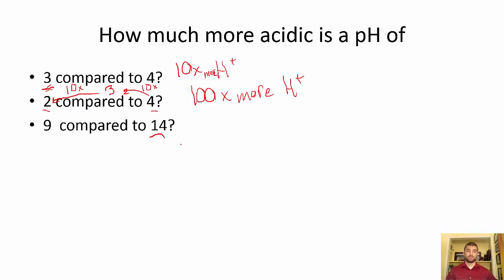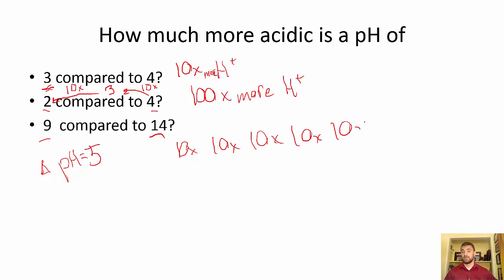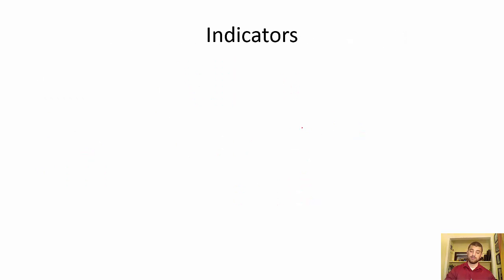Now, if we're going from 14, which is pretty basic, to 9, which is not as basic, well, that's a difference in 5 pH, right? Change in pH of 5. All right, well, that's every time you go 1, it's 10 times. So it's really 10 times, 10 times, 10 times, 10 times, and then 10 times one more time. And that's going to give you a 1 with 5 zeros. See if I can count. That's 4 and 5. There you go. So pH 9 is 100,000 times more acidic than a pH 14. All right. So remember, every time you change pH of 1, it's 10 times difference. And that's it.